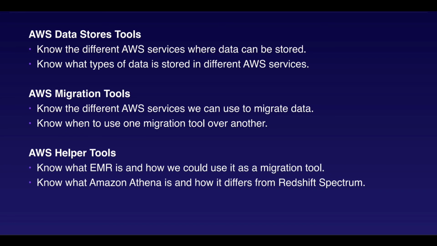And finally, we talked about some AWS helper tools that allow us to store massive amounts of distributed data using the EMR service, and how we can use it as a migration tool through the built-in frameworks supplied within EMR or by using other services like AWS Data Pipeline. We also need to know what Amazon Athena is, how it can query S3 data, and how it differs from Redshift Spectrum, and know the use case for using one over the other.